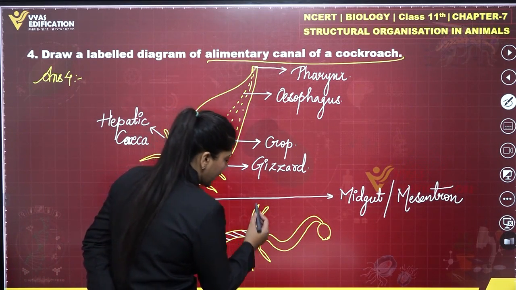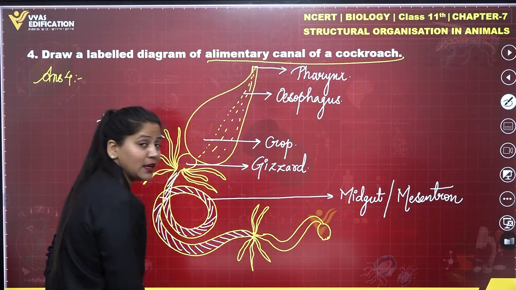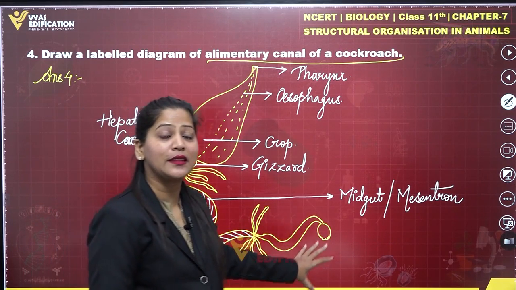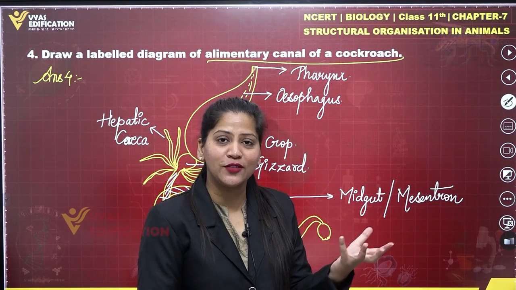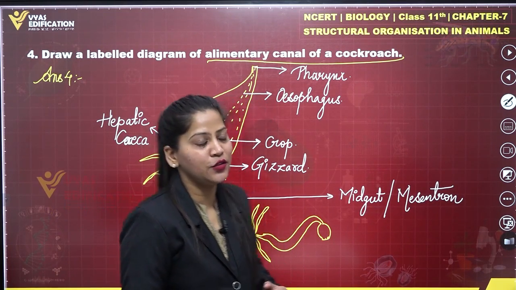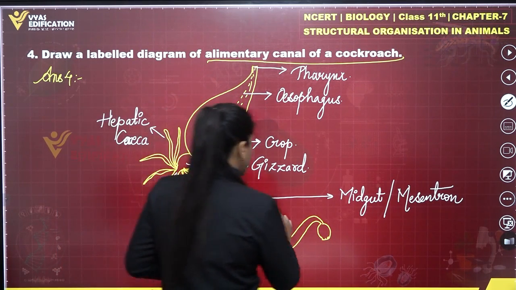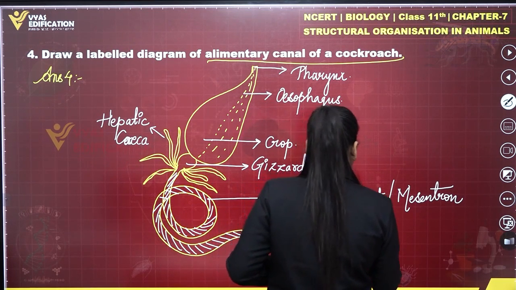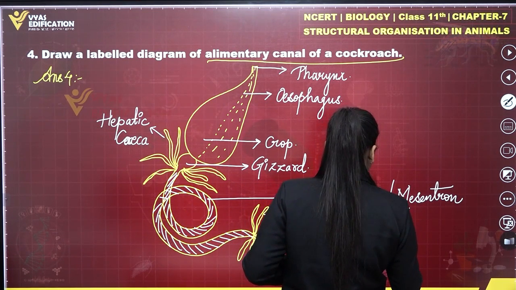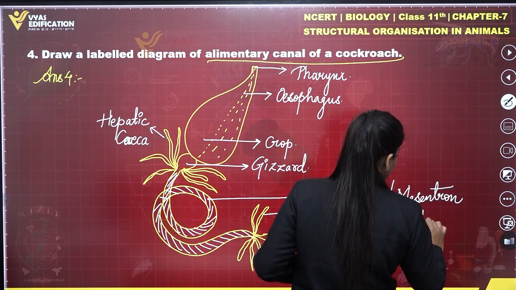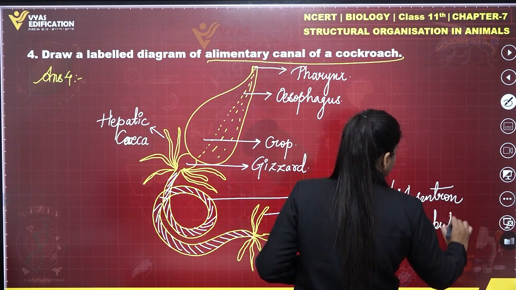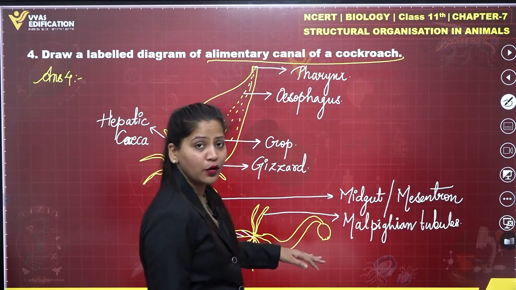This structure, again a filamentous structure, you can see in the alimentary canal of the cockroach. This is nothing but an excretory organ of the cockroach, which is known as the Malpighian tubule. So these are Malpighian tubules, and these are the excretory organs of the cockroach.